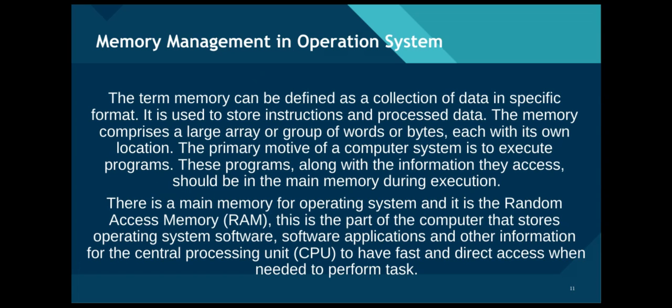The primary motive of a computer system is to execute programs. These programs, along with the information they access, should be in the main memory during execution. This is the main memory for the operating system, and it is the random access memory, or RAM. This is the part of the computer that stores operating system software, applications, and other information for the central processing unit, or CPU, to have fast and direct access when needed to perform tasks.